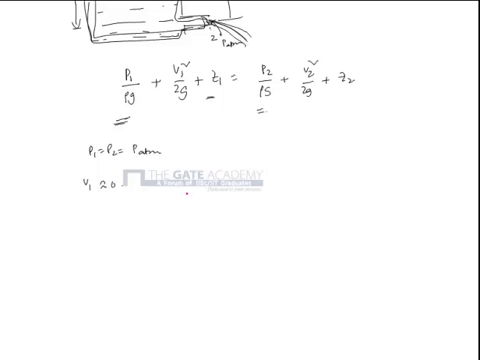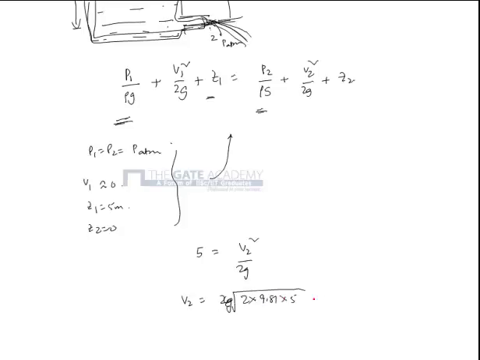Now what is left is Z1, which is 5 meters, and Z2 is 0 because the reference level is the tap. Let's plug all this in, and because P1 is P2, this term gets cancelled. V1 is 0, Z1 is 5, and V2 squared by 2g, Z2 is 0. So V2 is the root of 2 into 9.81 into 5, which comes to something close to 9.9 meters per second. So the option is B. Thank you.